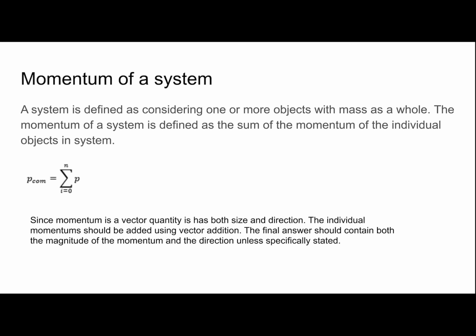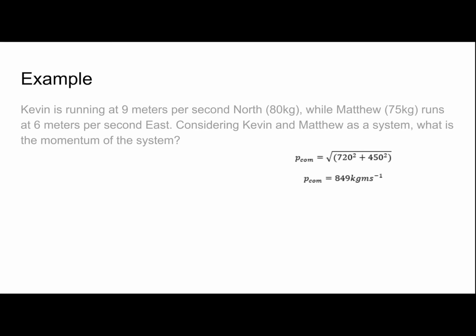Since momentum is a vector quantity, it has both size and direction. The individual momentums should be added using vector addition. The final answer should contain both the magnitude of the momentum and the direction, unless specifically stated by the question.